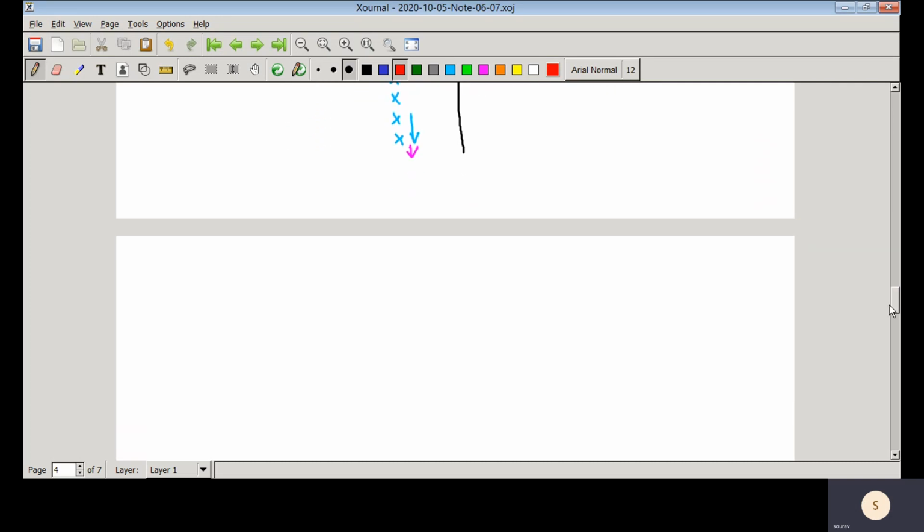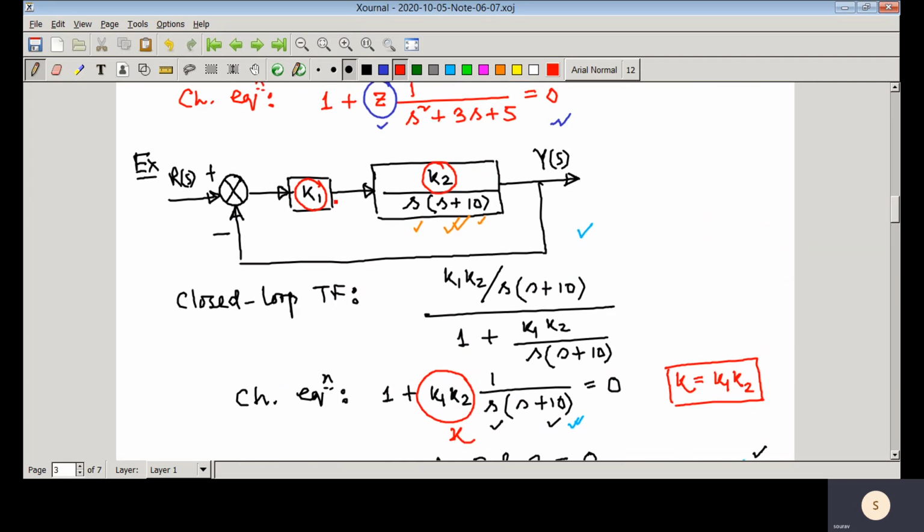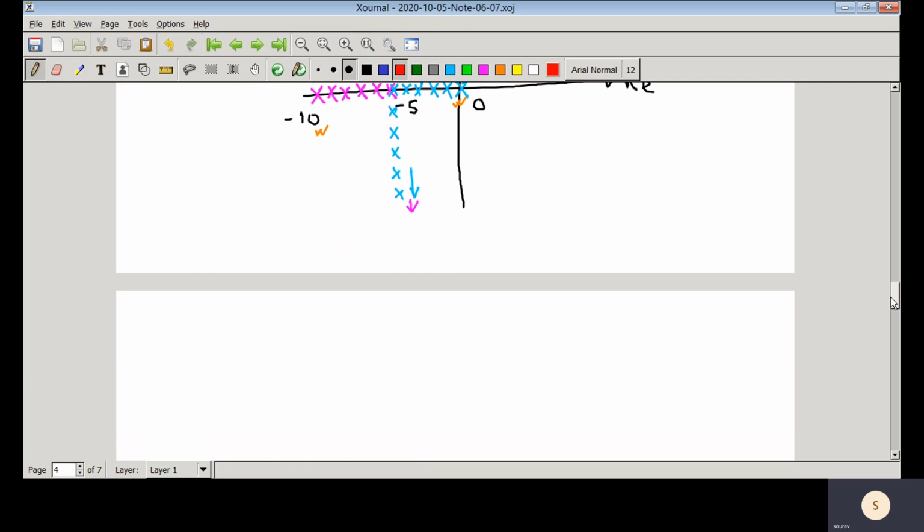And in this particular course we will be learning how to plot those variations of the roots. That means whenever a transfer function is given, and here you can see in this particular example the open loop transfer function, or loop transfer function, that is k1 k2 by s into s plus 10. So whenever that loop transfer function is given, we can just plot the root locus. That thing we will be discussing in the next class, that means how to plot that root locus. There are some rules, some techniques. That thing we will be discussing in detail.